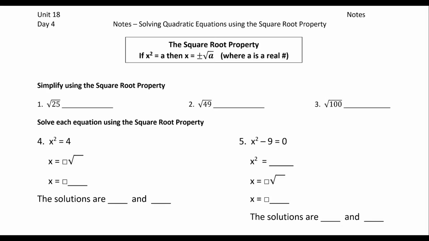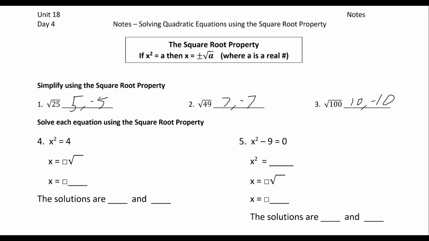Now, number 1, it says the square root of 25. The thing is, whenever you take the square root of something, you're not left with just what you see on the calculator. What you actually have is 5 and negative 5 in this case, because negative 5 squared is going to be 25 as well. Same thing for number 2 here. We're going to have 7 and negative 7. And the same, of course, for number 3. We'd have 10 and negative 10.